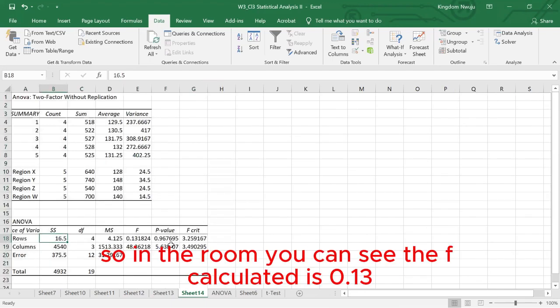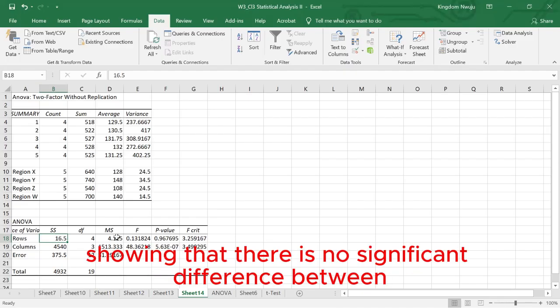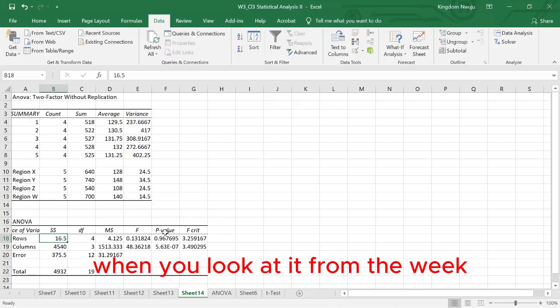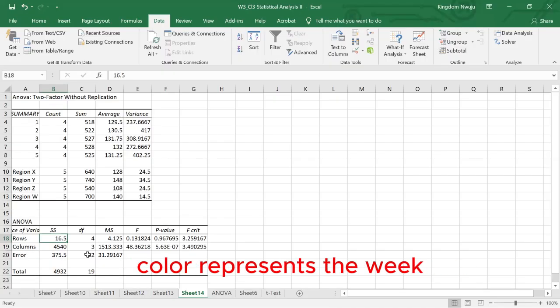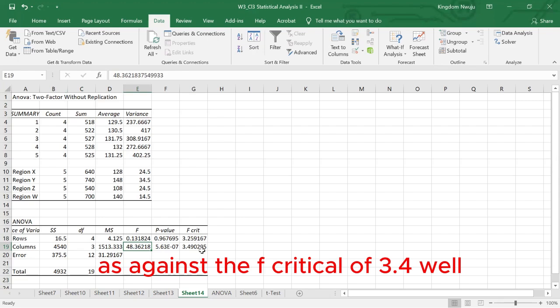So in the rows, you can see the F calculated is 0.13 and the F critical is 3.2, showing that there is no significant difference between them. So if those were to be weeks, there is no difference when you look at it from the week analysis. Now look at the column. Column represents the week, and you can see the F calculated is 48.36 as against the F critical of 3.4.